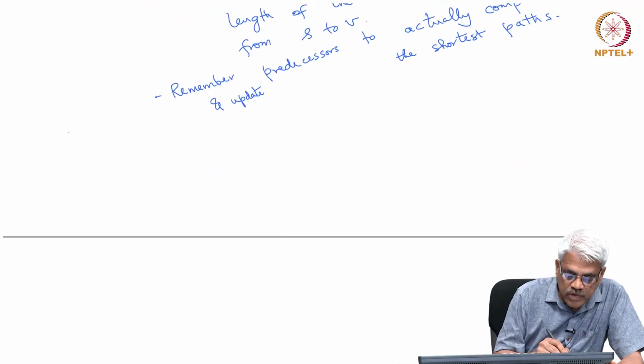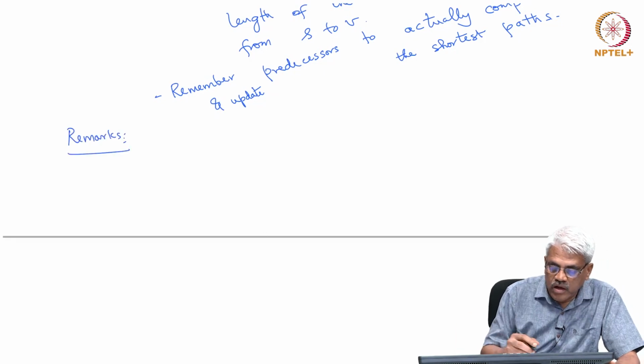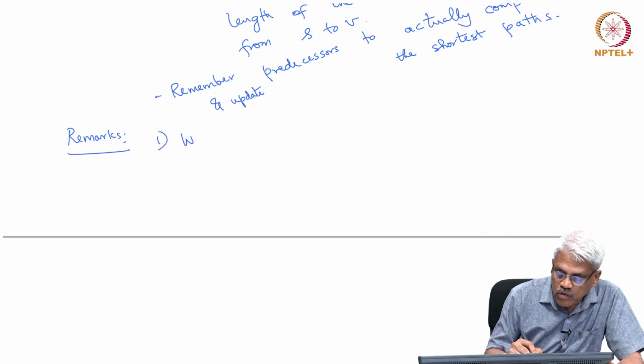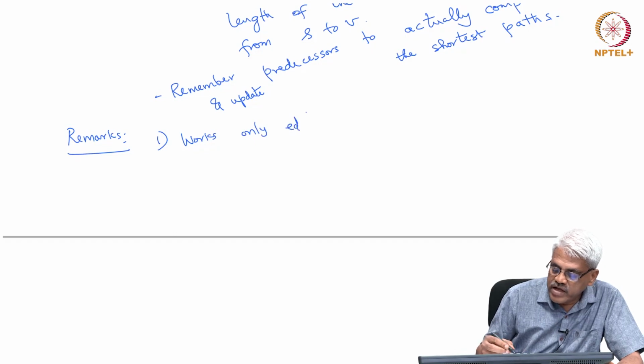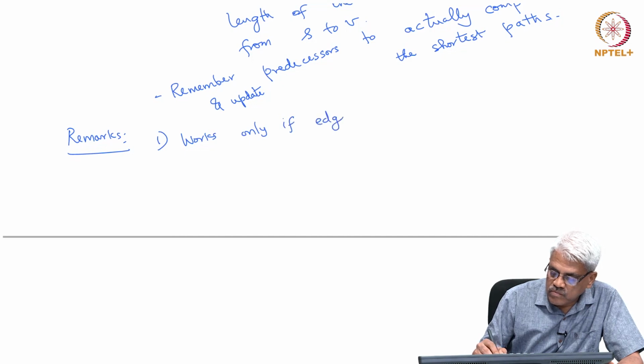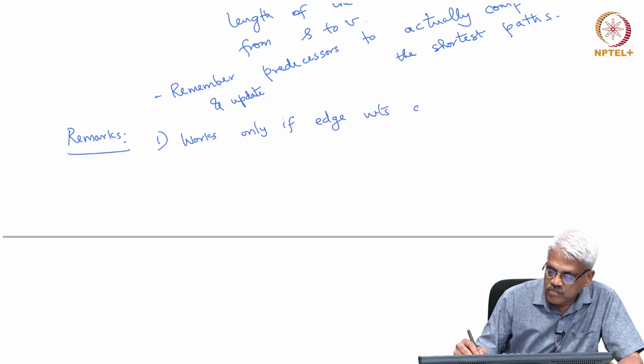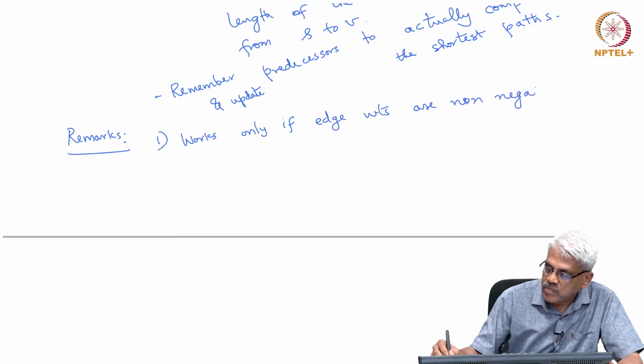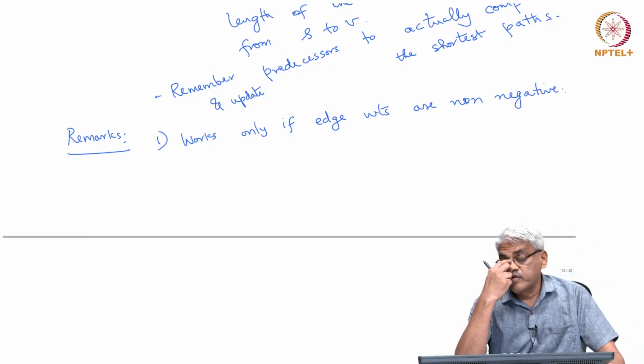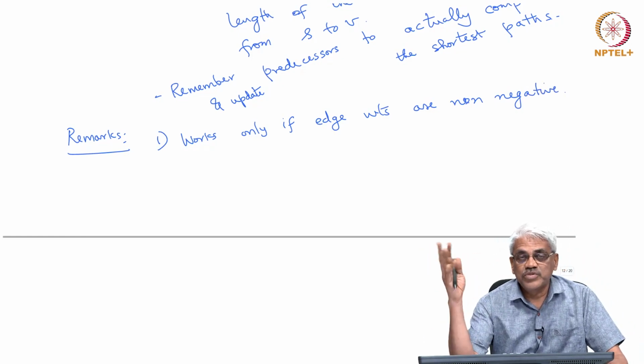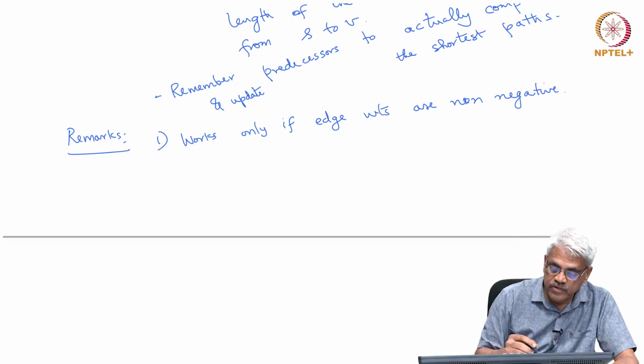Now some important remarks. It works only if edge weights are non-negative. In particular, if you have a negative weight, then you can see some examples where Dijkstra's algorithm may not give you shortest paths. This is important.